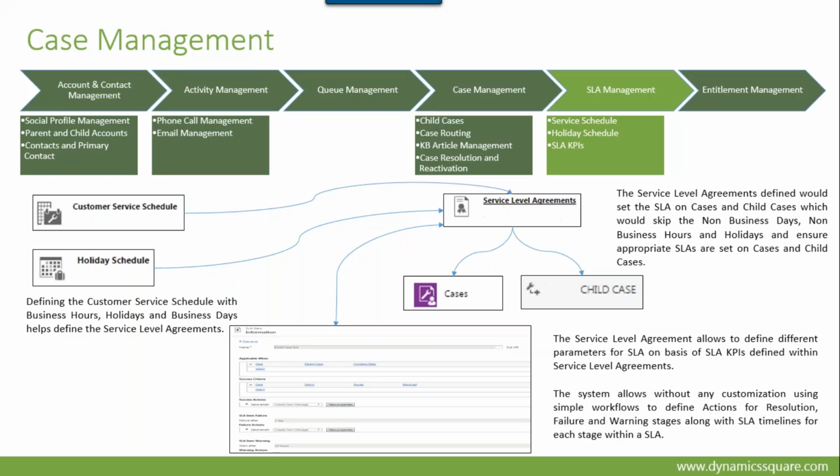The service level agreements allow you to define different parameters for SLA on the basis of SLA KPIs defined within service level agreements. The system also allows, without any customization, using simple workflows to define actions for resolution, for failure and warning stages, along with the SLA timelines for each stage within the SLA.